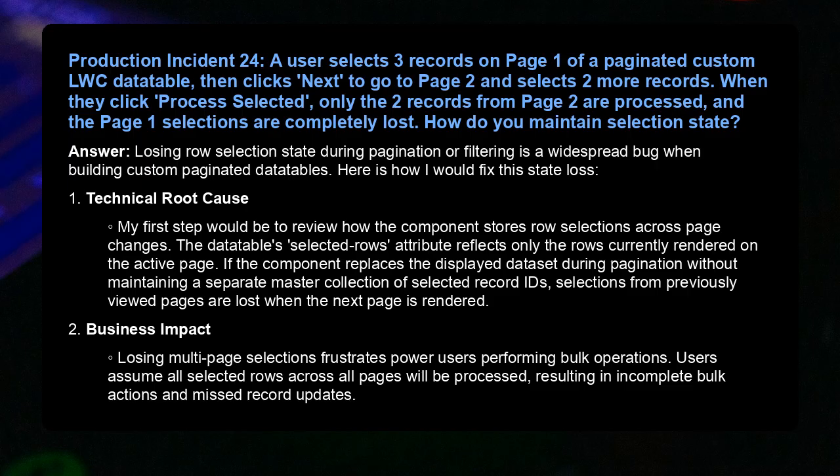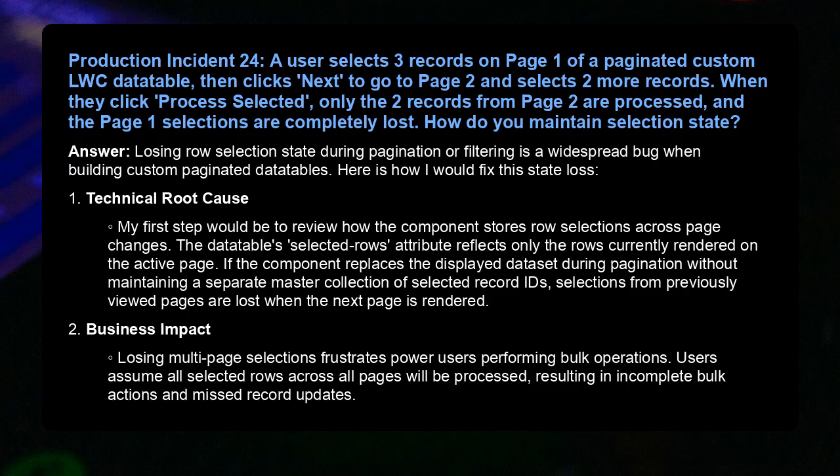Answer: losing row selection state during pagination or filtering is a widespread bug when building custom paginated datatables. Here is how I would fix this state loss. 1. Technical root cause. My first step would be to review how the component stores row selections across page changes. The data table's selected rows attribute reflects only the rows currently rendered on the active page.